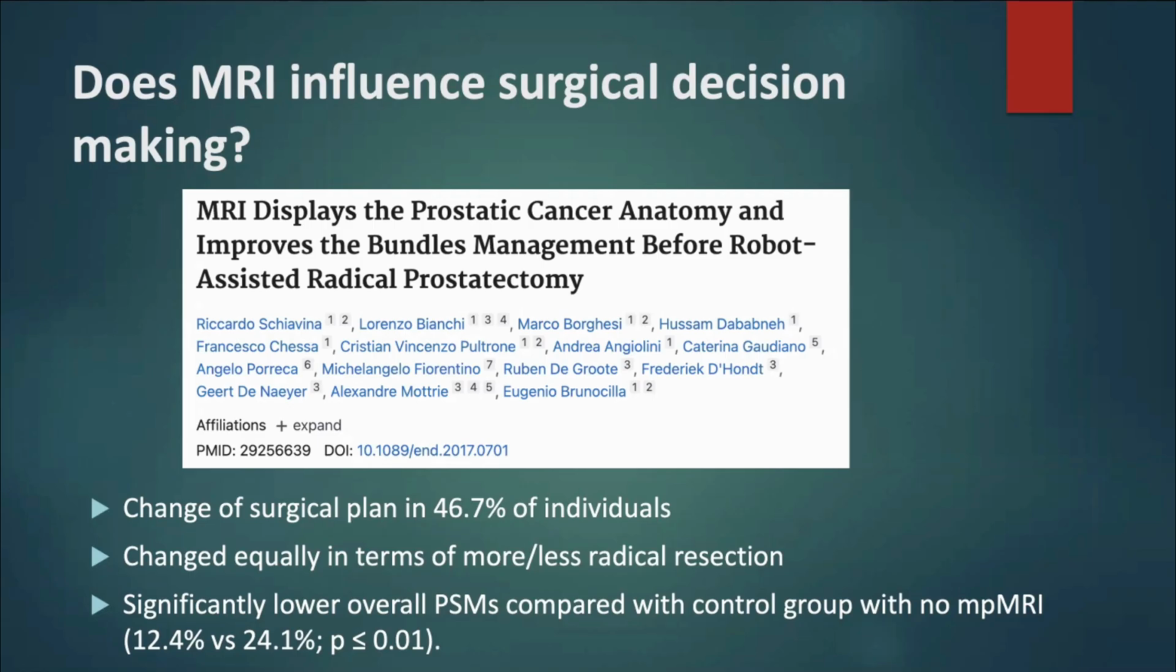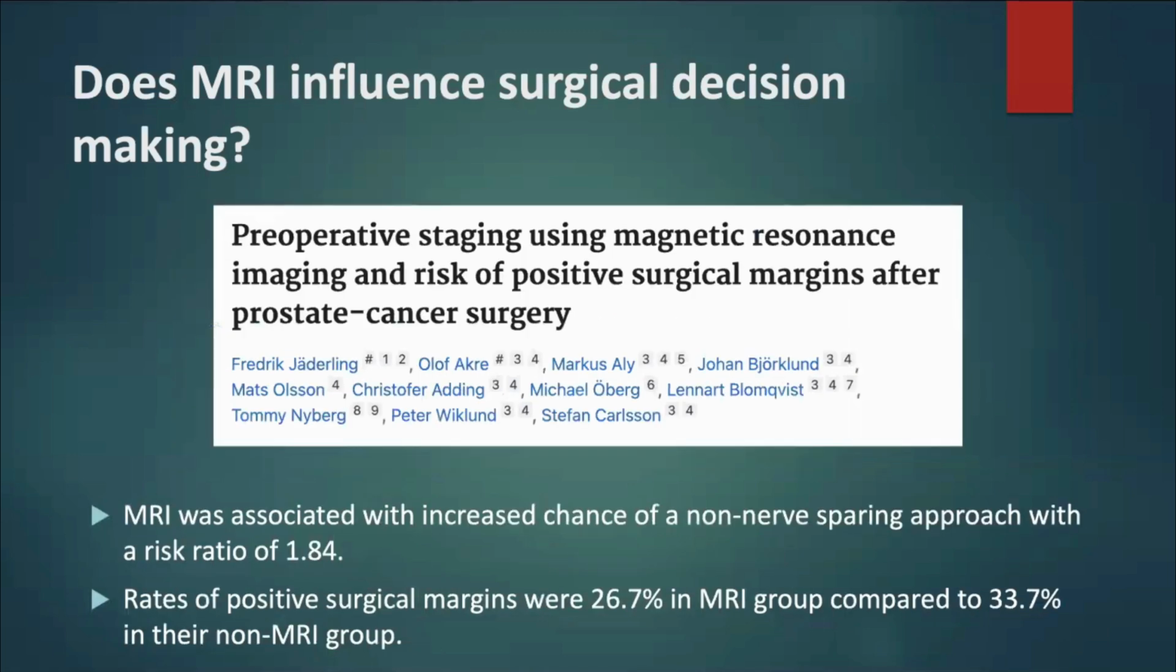Furthermore, they had significantly lower positive surgical margins in the MRI group. So, this would suggest that MRI influenced surgical decision making for better patient outcomes. So this shows a similar outcome. A 2019 study of over 1,000 patients undergoing radical prostatectomy.